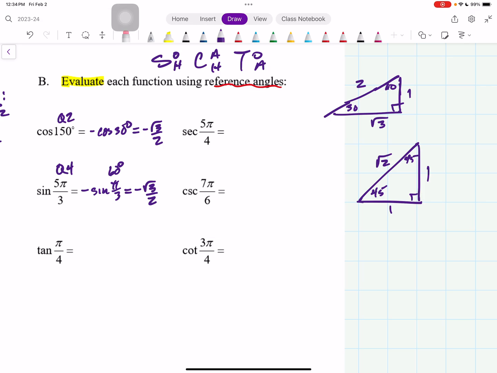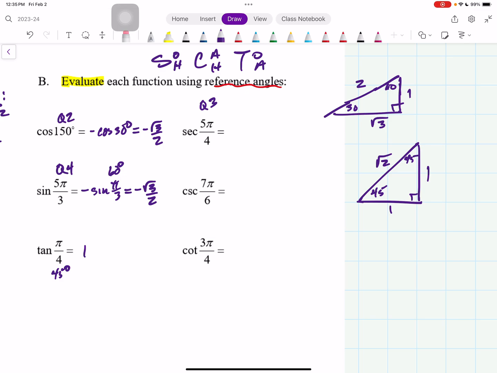Okay, next one. Pi fourths is 45 degrees. And if you take the tangent ratio, which is opposite divided by adjacent, that would be 1 divided by 1, or 1. Okay. Now comes the tricky part, the reciprocal functions. There are different ways to do this, but here's how I think about it. 5/4 pi is quadrant 3. 5/4 is 1 1/4, which is quadrant 3. Halfway around plus a fourth more pi.